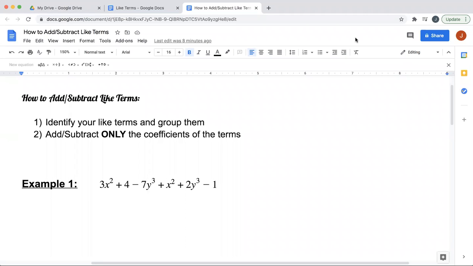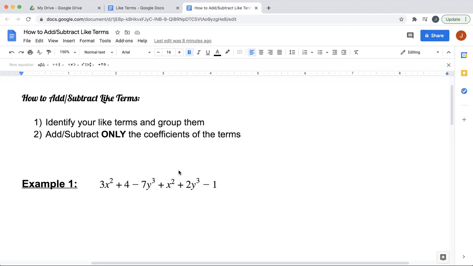This is Math to the Point, and in today's video, we're going to be talking about how to add and subtract like terms. So we have basically two steps. Step one is to identify your like terms and then group them. The second step is to add and subtract only the coefficients of those terms. So let's begin with this example, which is example one.